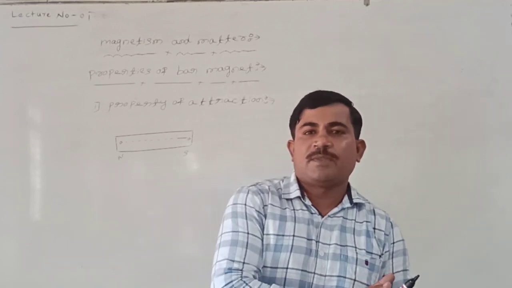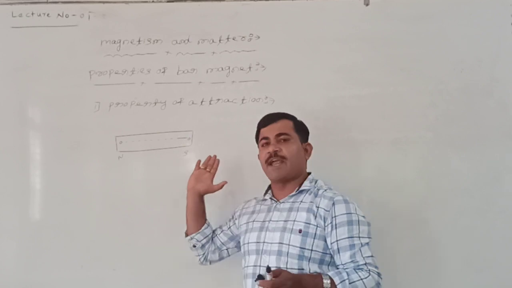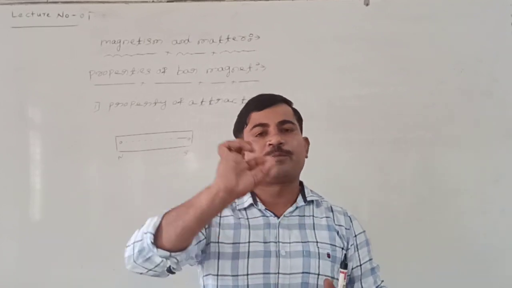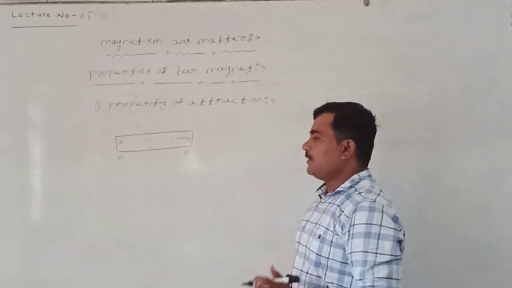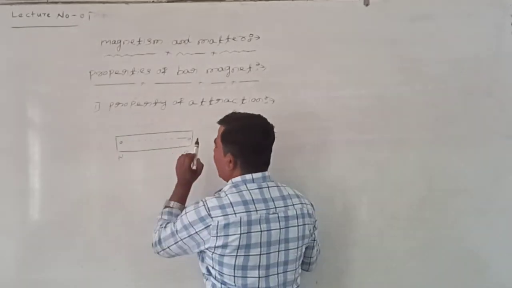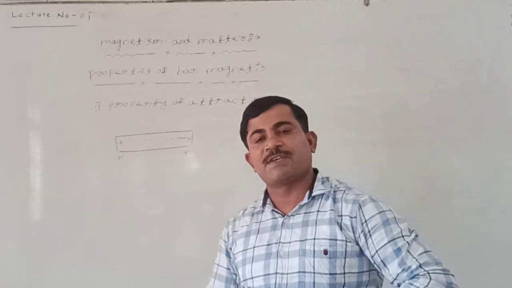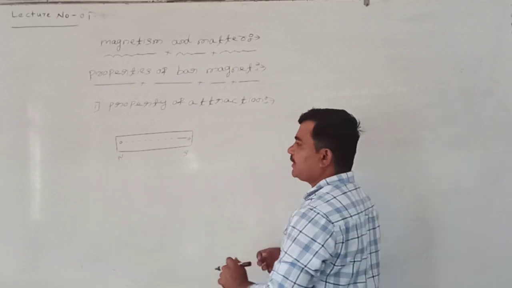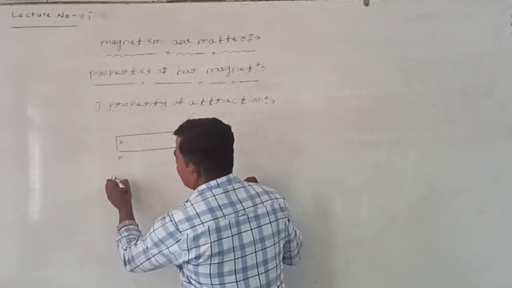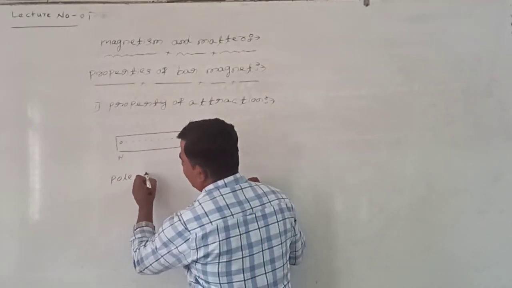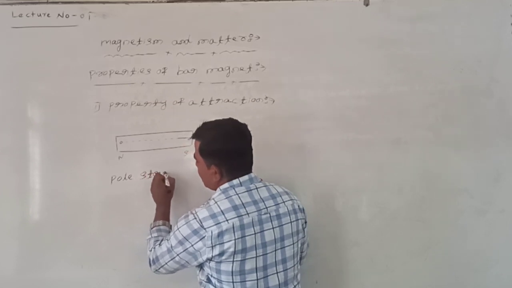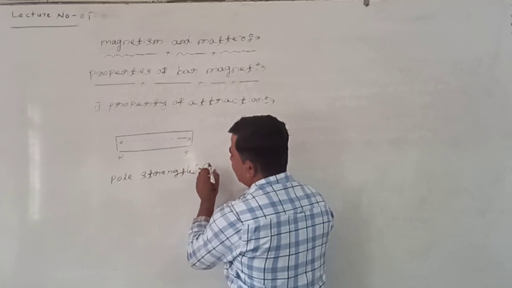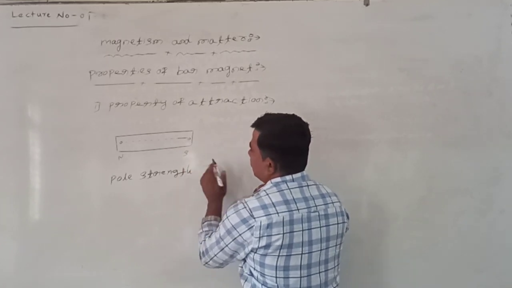Property of attraction means the poles of the magnet attract the small pieces of iron, nickel, cobalt, that we are calling property of attraction. So here the property of attraction can be represented by one physical quantity that we are calling pole strength. Let us define the pole strength. It is represented by the symbol small m.